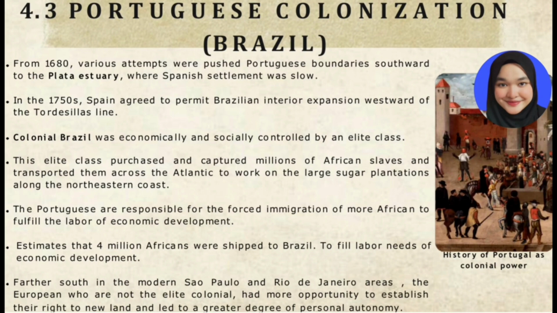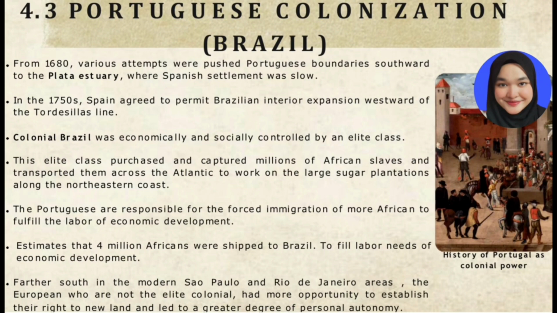Colonial Brazil was economically and socially controlled by an elite class. This elite class purchased and captured millions of African slaves and transported them across the Atlantic to work on the large sugar plantations along the northeastern coast. The Portuguese are responsible for the forced immigration of Africans to fulfill the labor needs of economic development. An estimated 4 million Africans were shipped to Brazil.